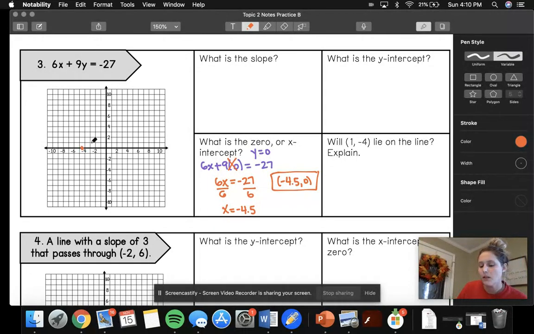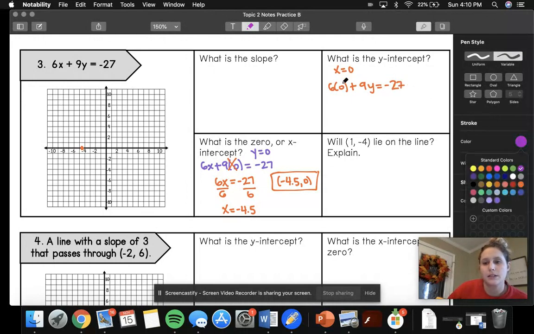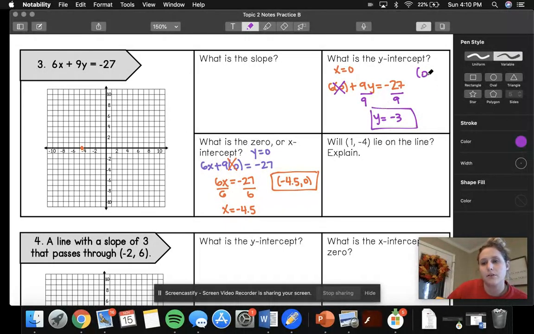Okay. Then I'm going to find the y-intercept. So that's when x equals 0. Okay. I'm going to plug that in. I get 6 times 0 plus 9y equals -27. Again, this would make the 6x a 0. I could divide by 9 and get y equaling -3. So as an ordered pair, that would be 0, comma, -3, which would be right here.